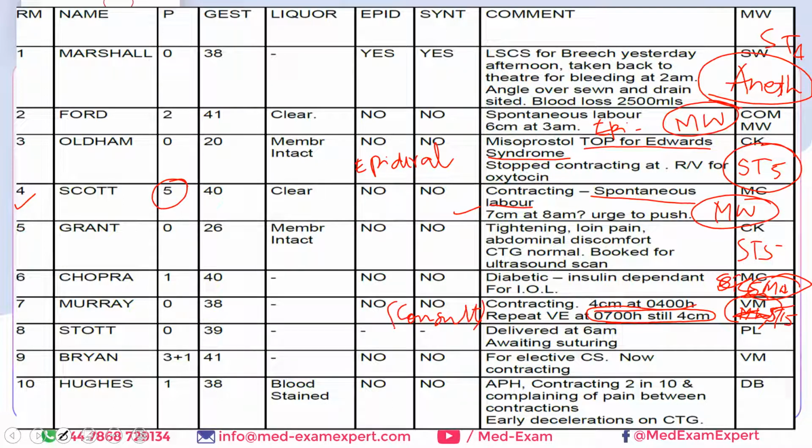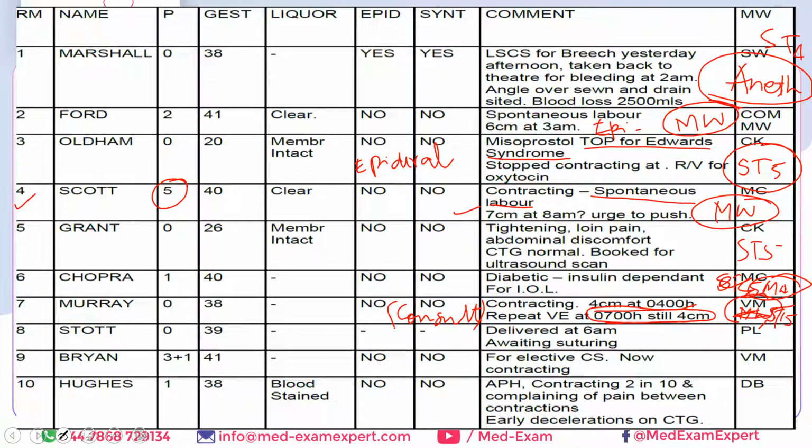In room number 8, there's a primary patient, 39-weeker. She has just delivered at 6 a.m. and she's awaiting suture. I will assign my other midwife, who is expert in suturing episiotomy, and she will be suturing it. And she will inform me of all her vitals, her current bleeding, her urine output, if she has started breastfeeding or not, and how is her baby.